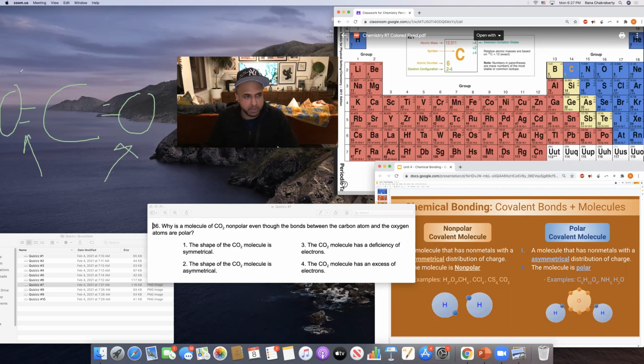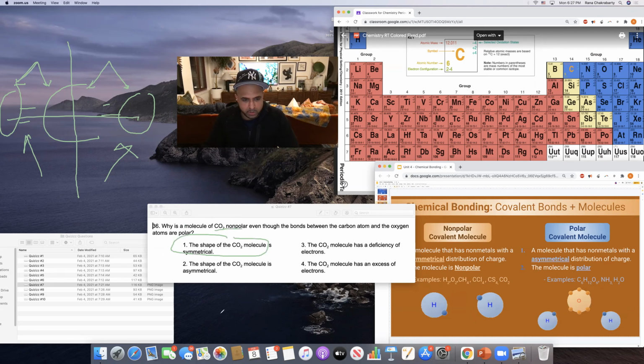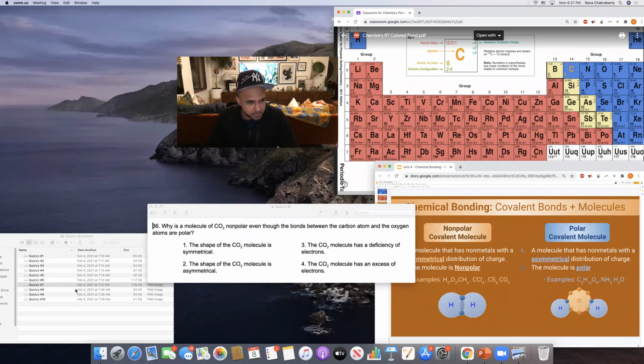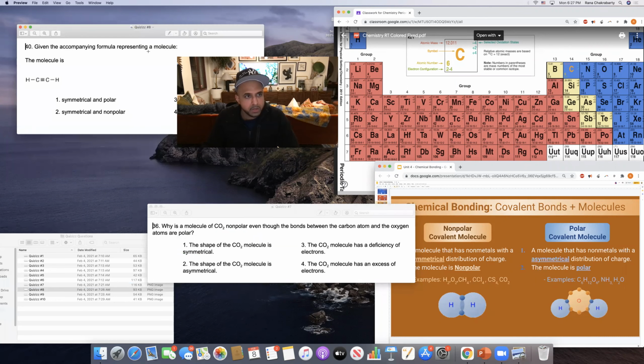So again, this bond here between O and C is polar because O is pulling harder, or one element's pulling harder. Over here, O is pulling harder. But since the entire molecule is symmetrical, it's going to be non-polar. Hopefully you understand that. For more practice, watch the last puzzle video that I made.